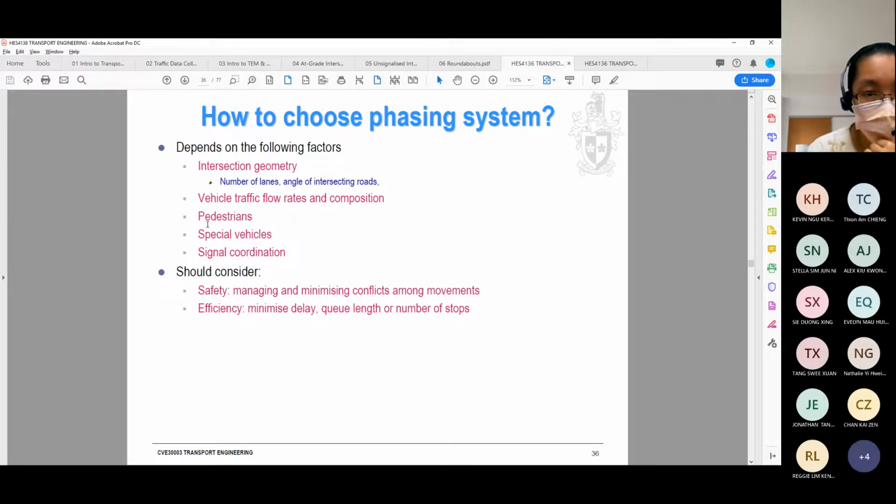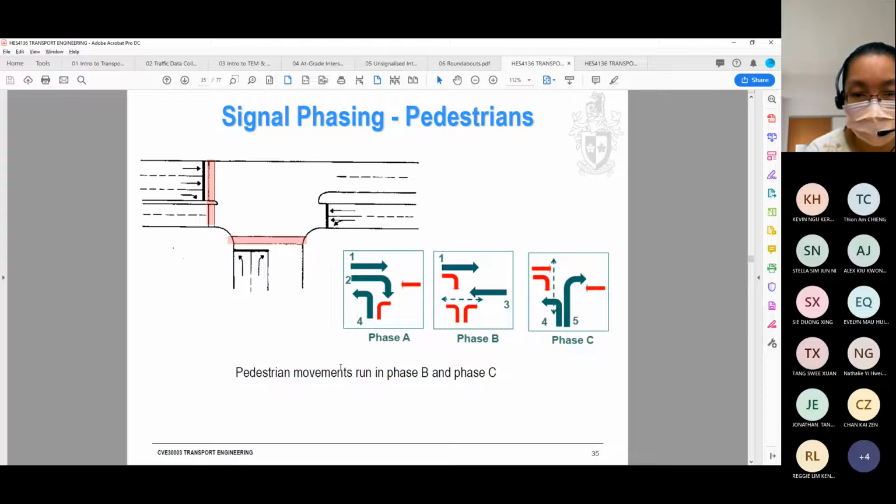And then we have pedestrians. That will be in consideration as well. If you have few pedestrians, it's okay, you don't design specifically for them. But if you do have a lot of pedestrians, then you may have to consider phases A, B, C, and a phase D just for pedestrians. Otherwise, if not many, you can insert them into any of these phases.